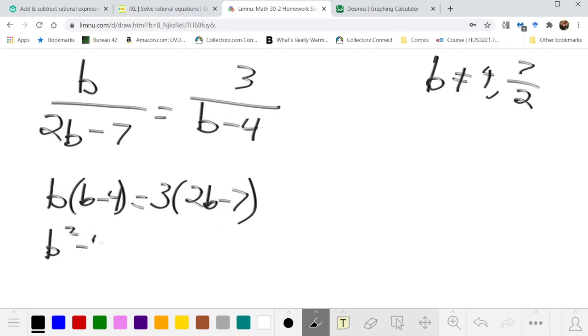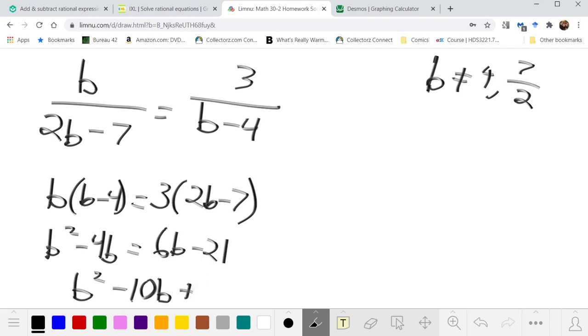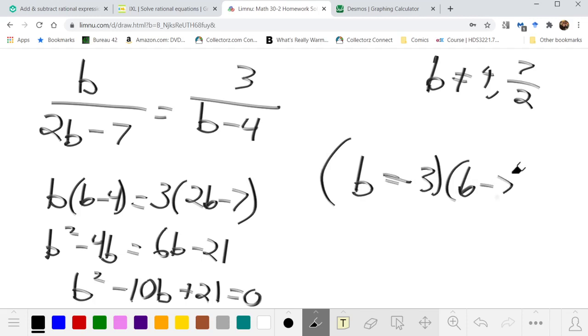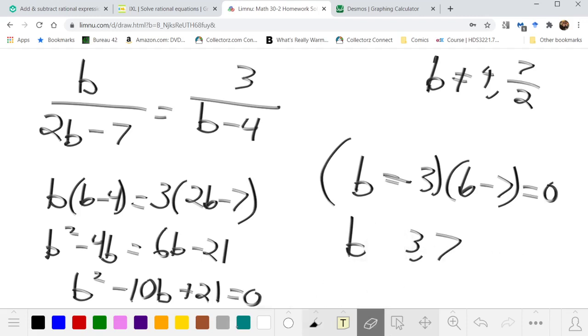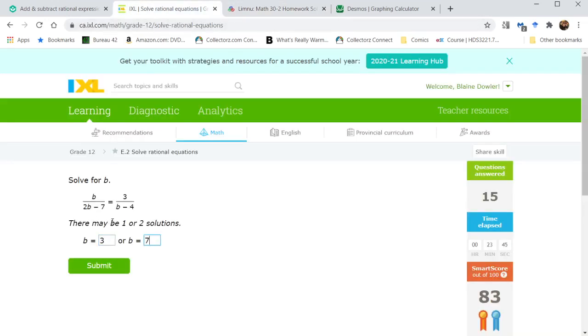So that's b squared minus 4b is 6b minus 21. So b squared minus 10b plus 21 is 0, which factors. We'll write the factoring explicitly: b minus 3 times b minus 7 is 0. So b is allowed to be 3 or 7. Those are our solutions, 3 and 7.